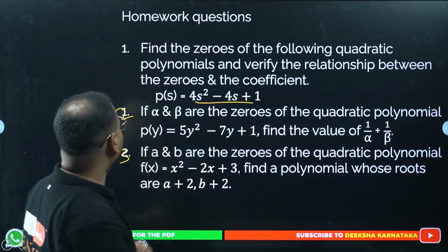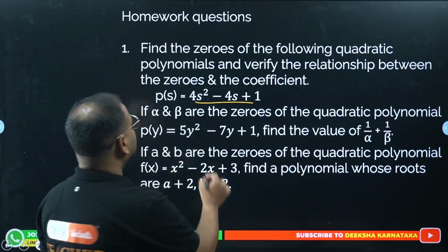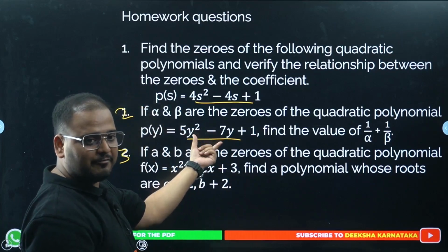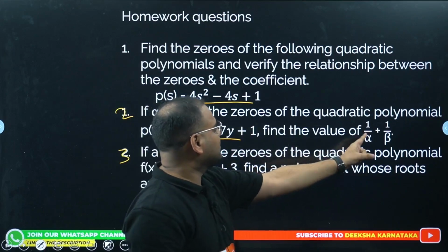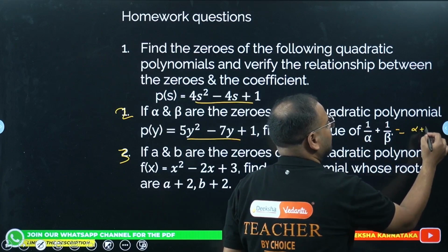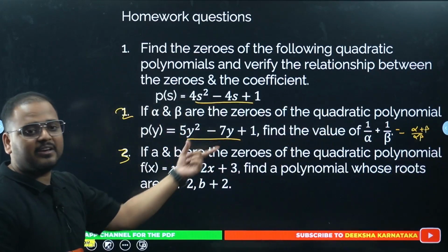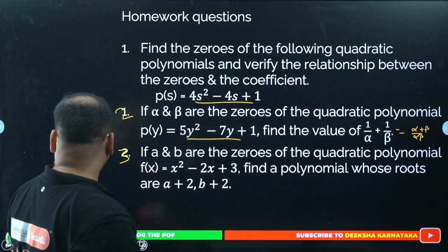Okay, question number 2. Alpha, beta are the zeros of the quadratic polynomial. So do one thing. This question we did right now. Find the alpha, beta, find the sum from here, and product from here. You have to find what? What is this going to be? Alpha plus beta by alpha beta. So whatever sum and product you're finding here, use there. Okay, last one, I'll erase this.